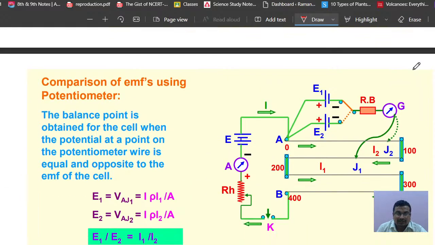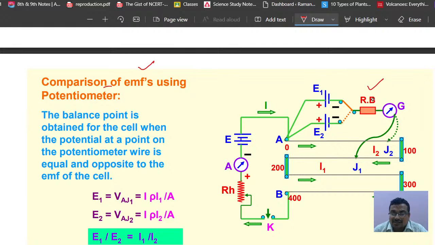So this is the diagram. Here we are using two cells, a Leclanche cell and a Daniell cell. We are comparing the EMF of the cells. By using the potentiometer, my dear friends, we can compare the EMF. Two cells are there, and externally we are supplying the voltage. We have the 4-meter wire and the two cells whose EMF we are comparing.